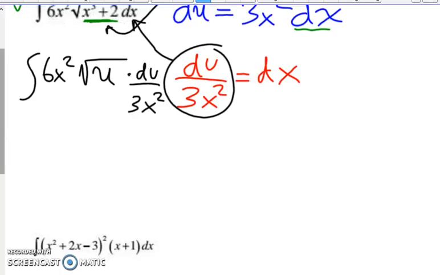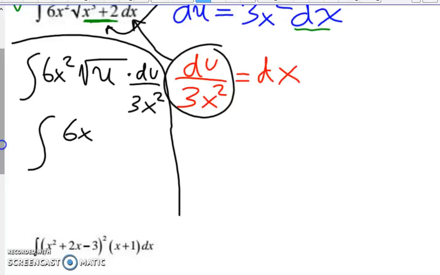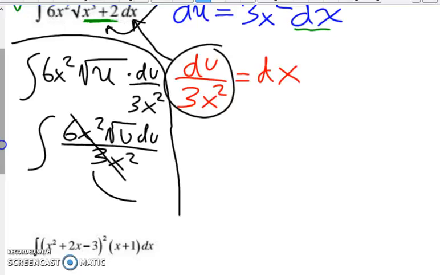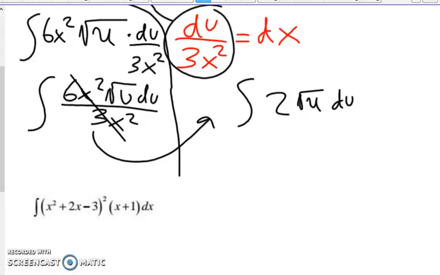Now we need to simplify this a little bit. So I'm going to bring it over. I have a 6x squared square root of u and a du on top, and I have a 3x squared on bottom. Simplify this. Those are going to cancel out, but they're going to leave a 2 up top. So I'm at 2 square root of u du. And now I'm in a place where I've gotten rid of all my x's, I only have u's, and I can do the antiderivative of this.